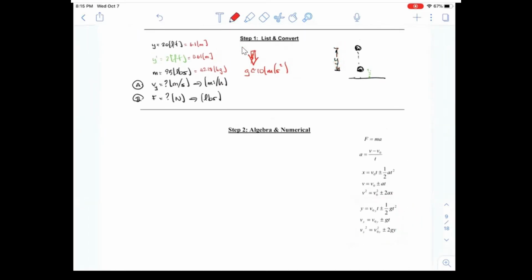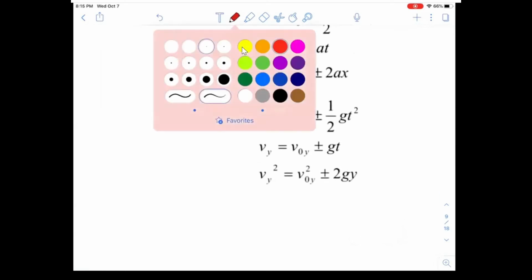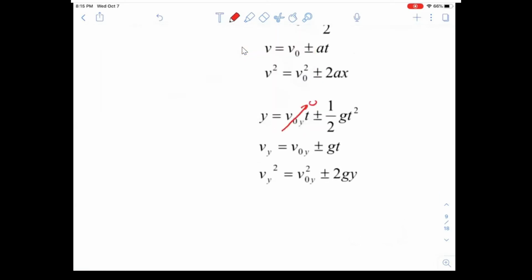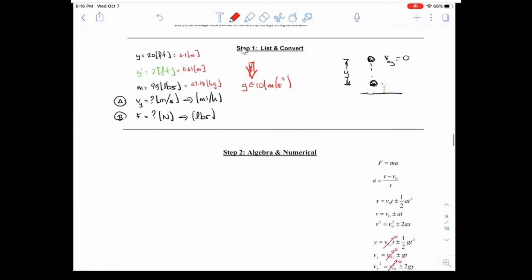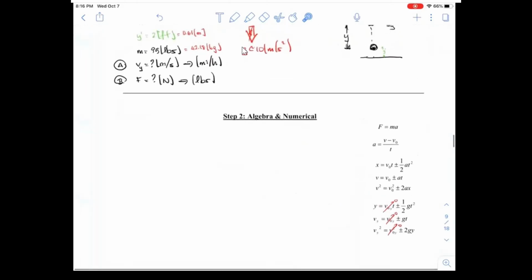What's the initial speed? The initial speed in the y direction is going to be 0. So this goes to 0, this goes to 0, this goes to 0. Very good. We're not given time, so we don't know how long it's going to take. This means formulas that have time in them are not good. The only formula that makes sense to use is the very last one. So let's use that one.